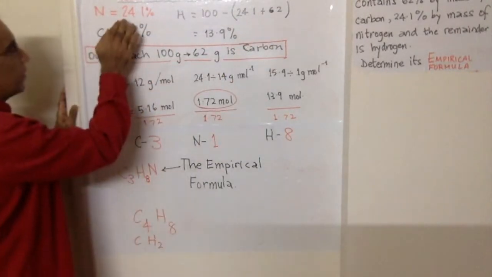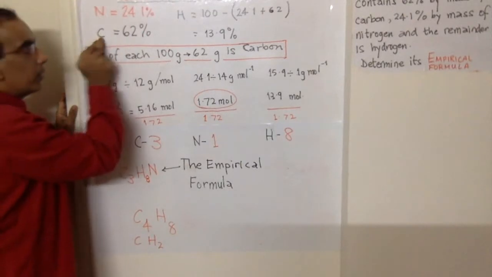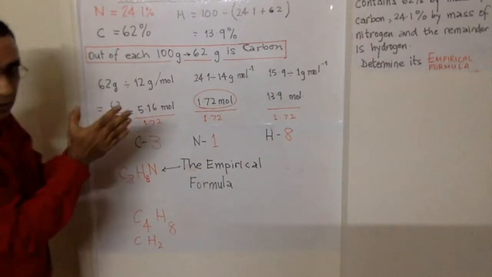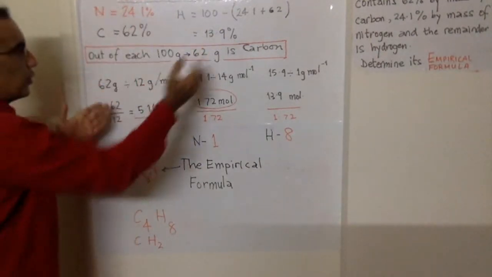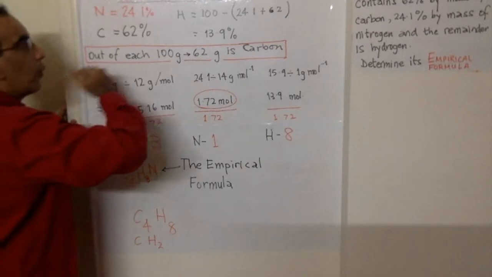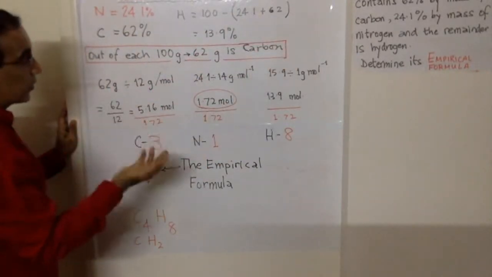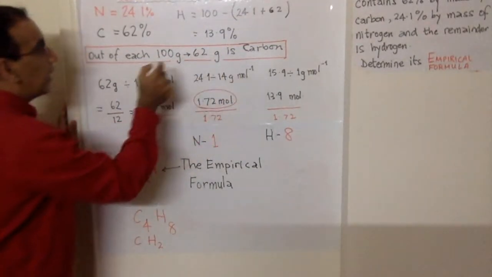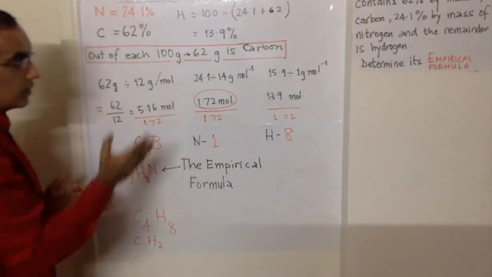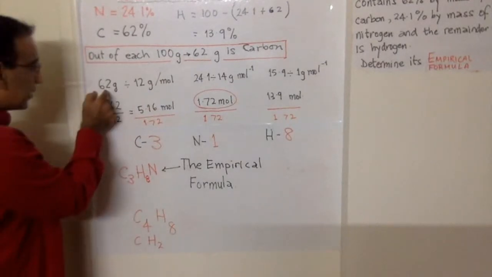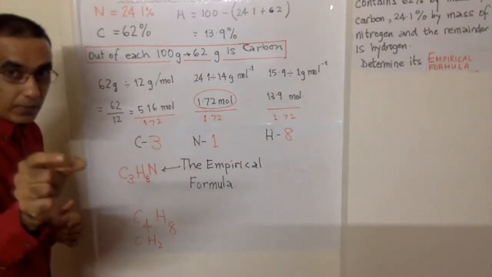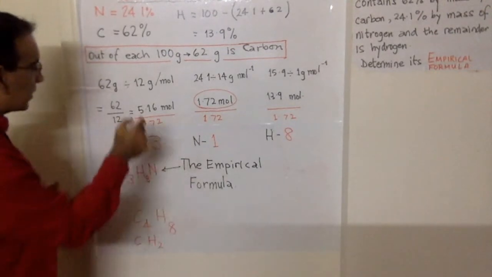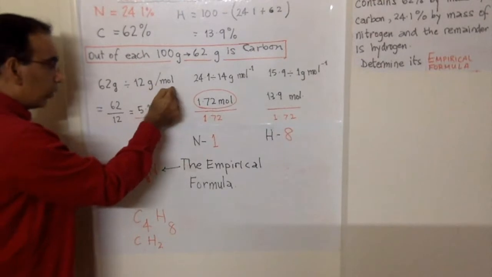And now that you have the percentages of nitrogen, carbon, and hydrogen in the compound, what you have essentially is how many grams of each you would get out of a total of 100 grams. So we can envisage that you have 62 grams of carbon out of every 100 grams of this compound. If 62 grams is carbon, from the periodic table we can tell that the relative atomic mass of carbon is 12 grams per mole.